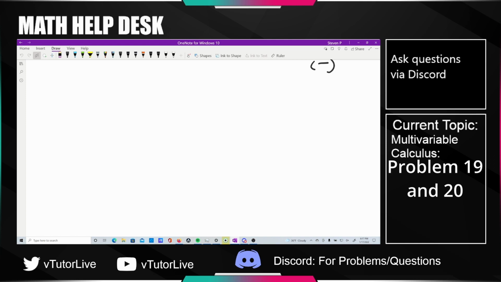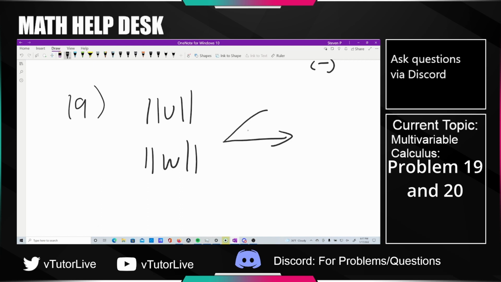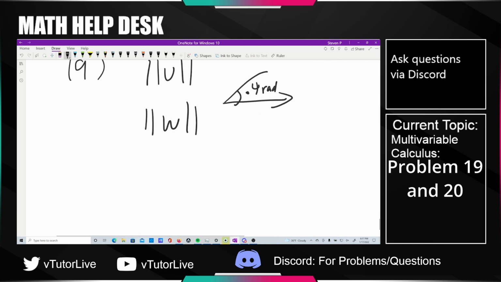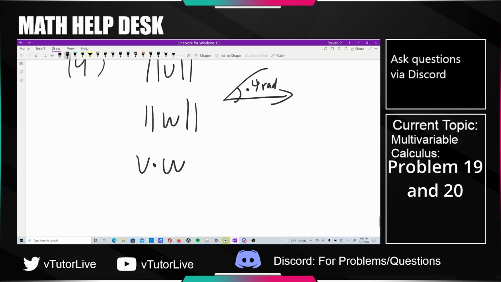For number 19, I'm looking at it real quick, and I'm not quite sure what it's asking. It's giving you some value for V and some value for W, and you don't know the actual vectors themselves. You just know that the angle between them is 0.4 radians. V dot W is easy enough, we've done this a billion times. But this next one's kind of odd.